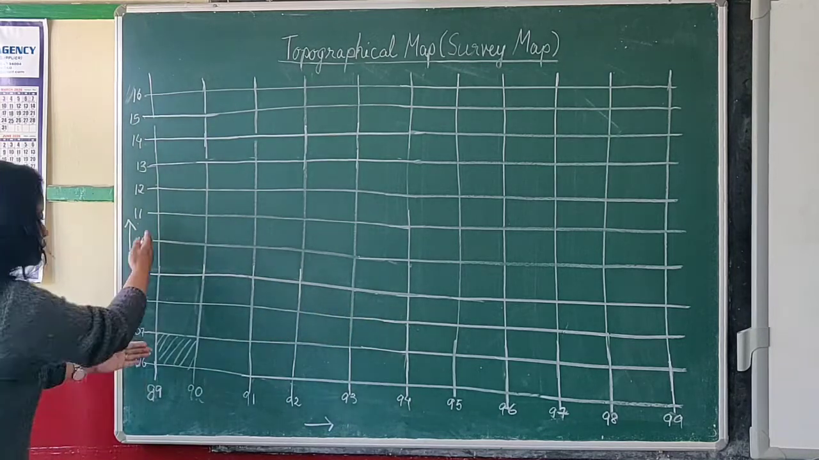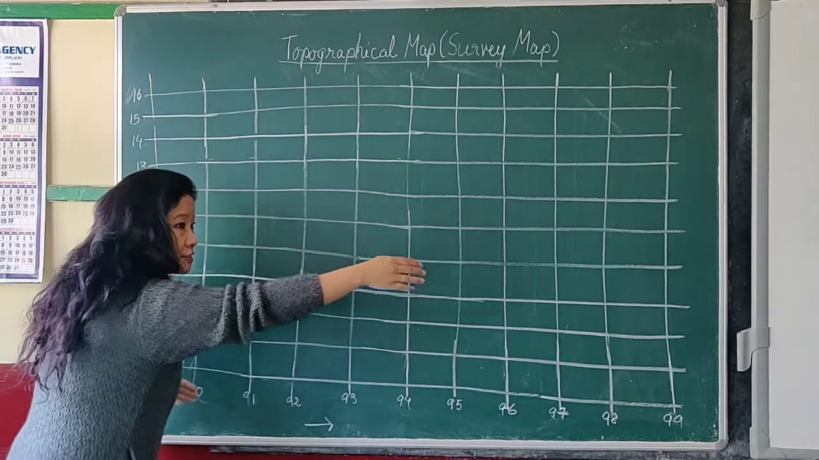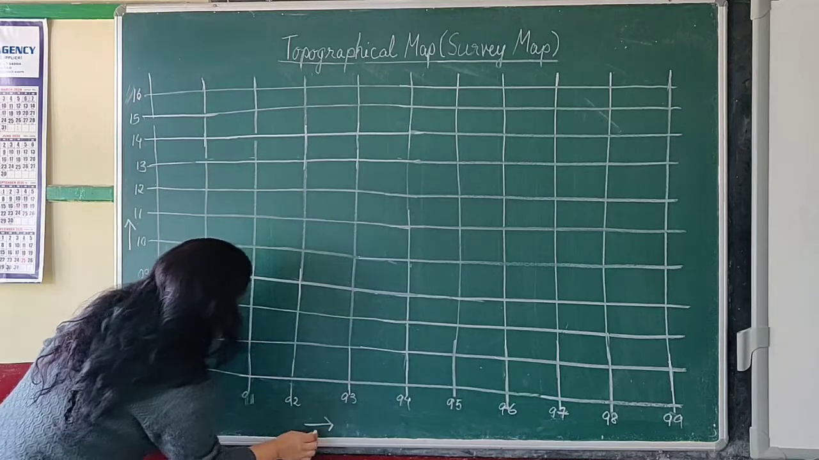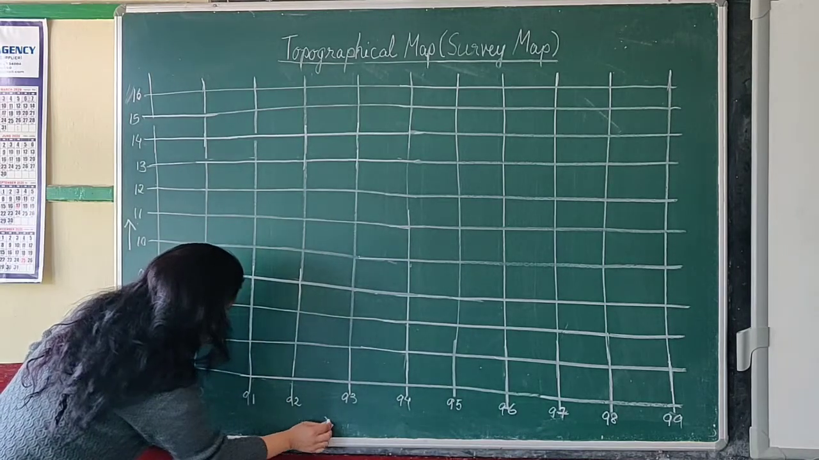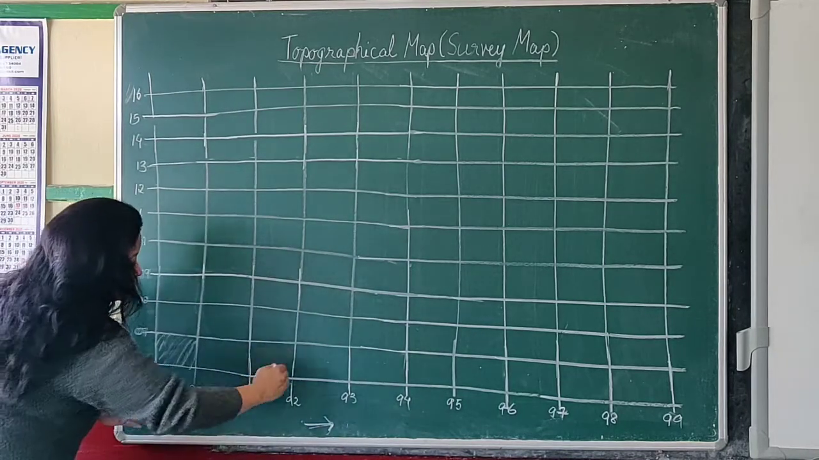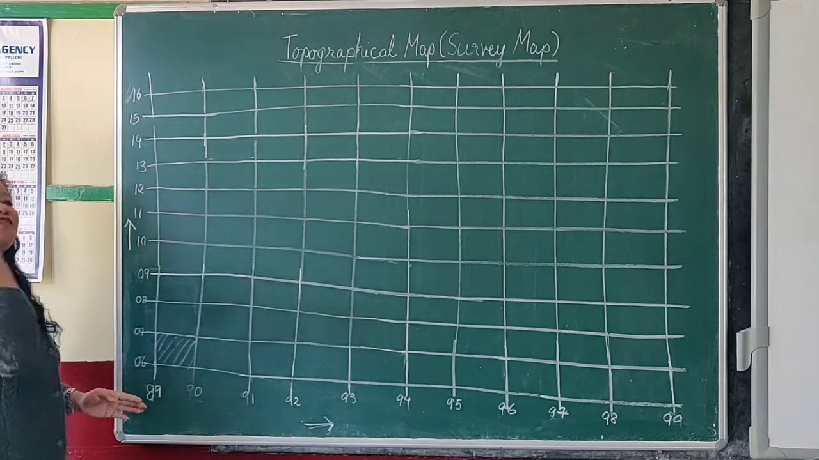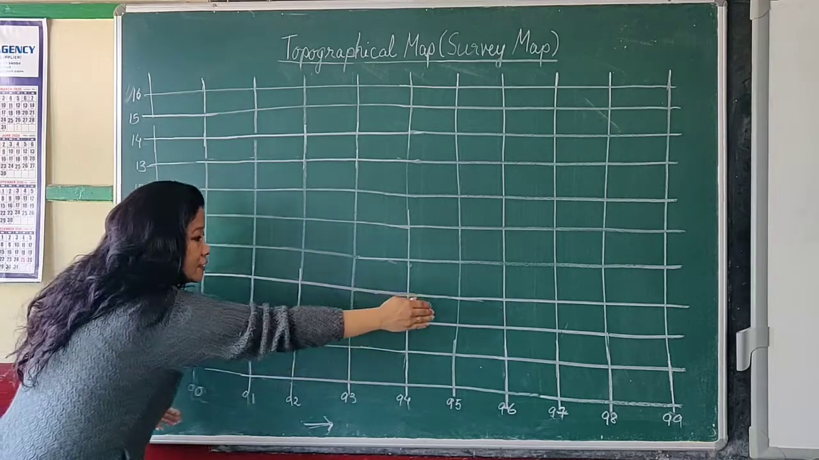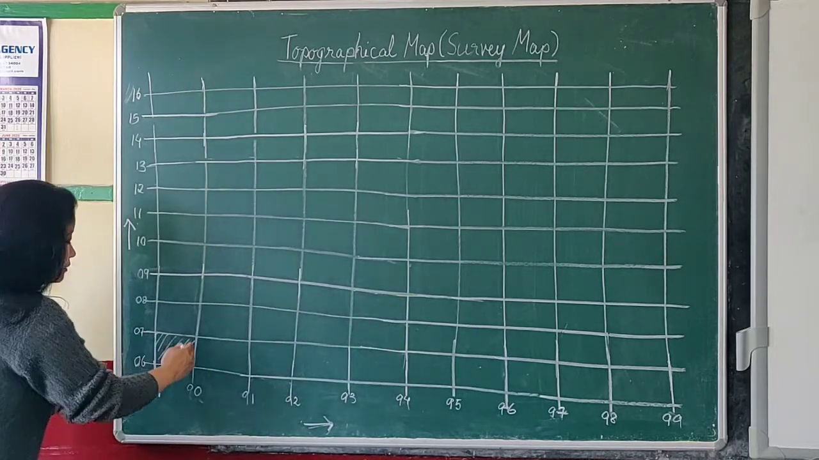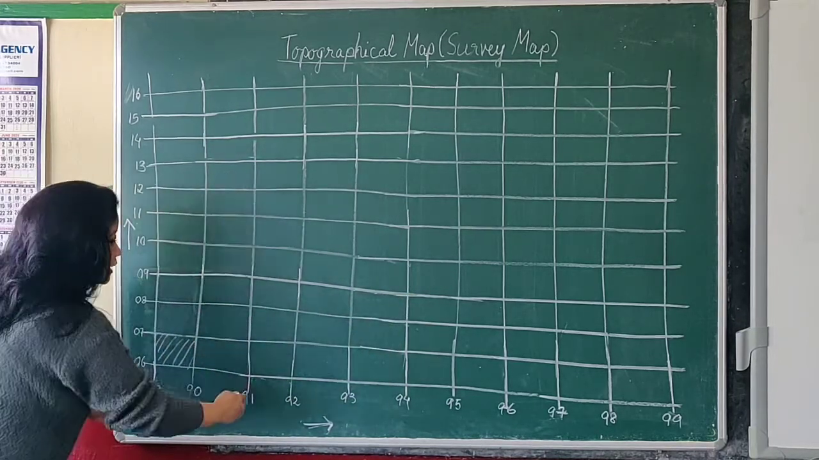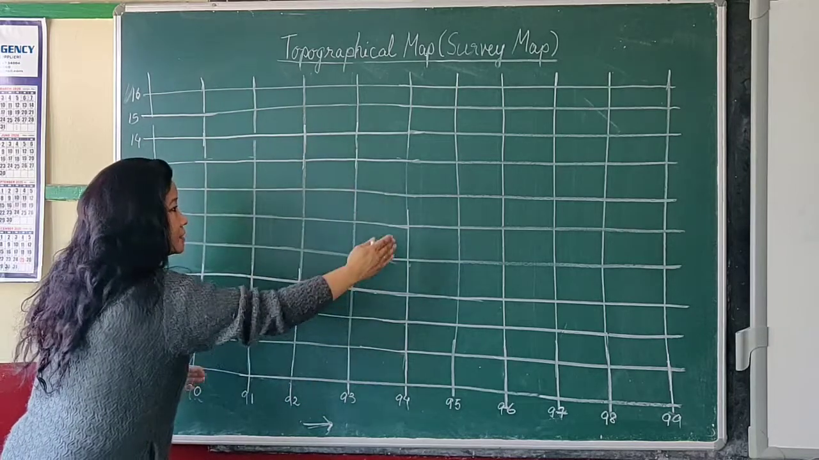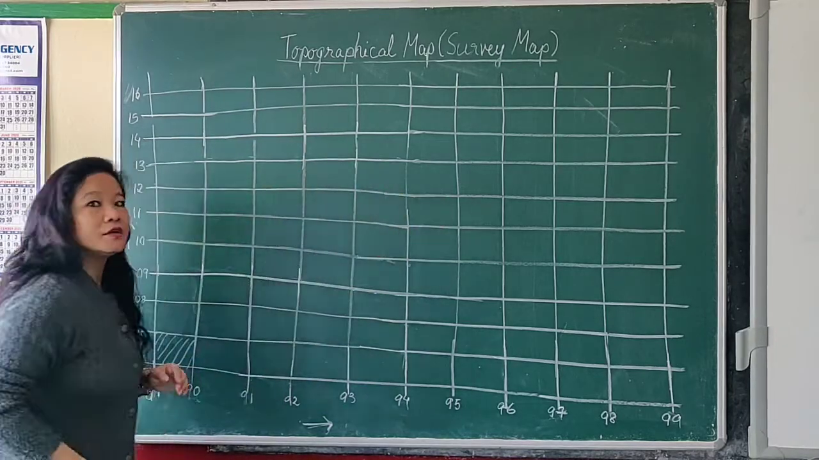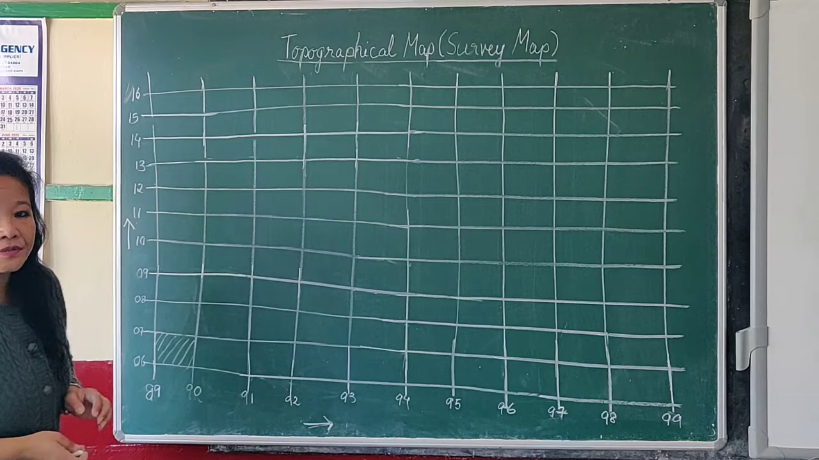northings. Now remember, these horizontal lines are called eastings. Why? Look at the arrow over here, which shows the number increases towards the east. It always increases towards the east. 89, 90, this one is 90, this one is 91. So these horizontal lines that increase towards the east are called eastings.